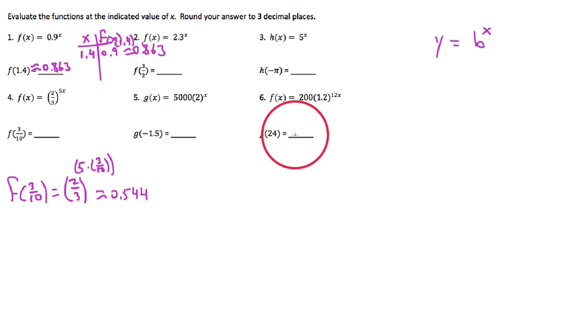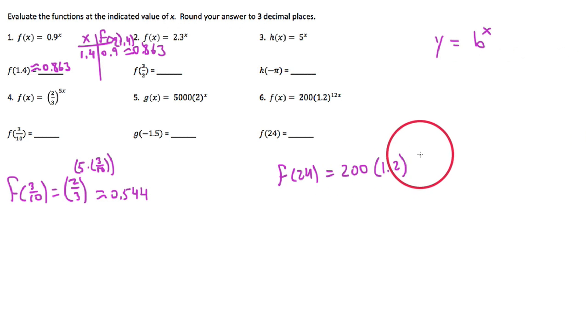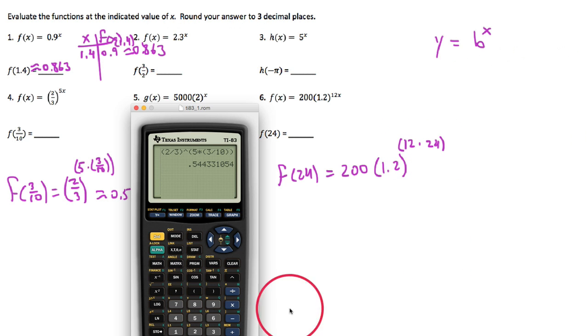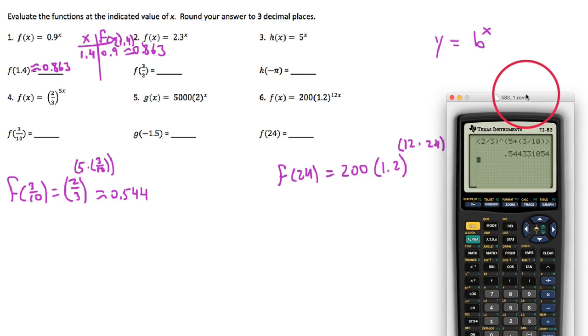And then just for the last one here, I want to take a look at, say, number 6. We say f of 24. This would mean, of course, everywhere I see an x, we'll go plug in a 24. But we get 200 times 1.2 to the power of 12 times, in this case, 24. And so, yes, plug and chug again. But again, with the parentheses, we want to make sure that we're accurate here.